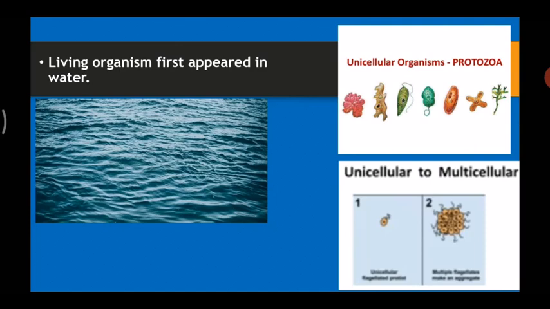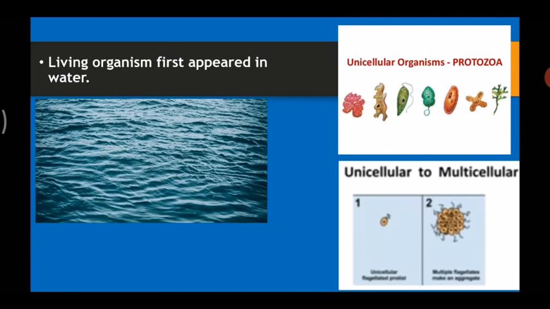Okay, now as you can see in the picture, the unicellular organism does not have any shape or form. These unicellular organisms are called protozoa.